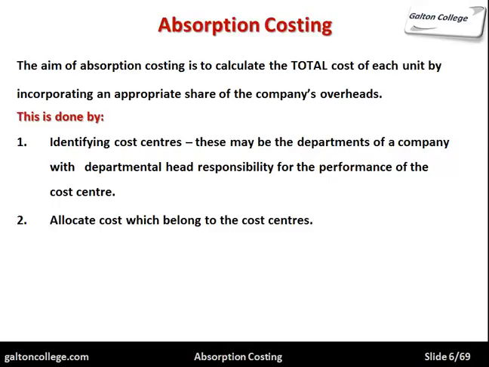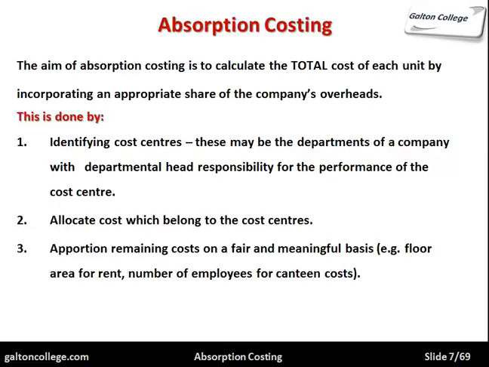We then allocate the costs which belong to the cost centers. So we need to look at the various costs, the headings for the various costs. It could be administration, it could be power usage, or it could be labour inputs. So it depends on what it is. So we need to allocate those costs which belong to the various cost centres.